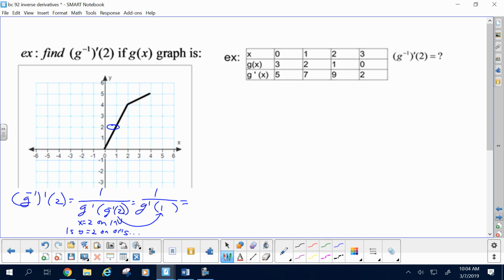What is the original slope at 1? Isn't it up 4 over 2? So isn't the slope 2? And so the slope at 1 is 2. The answer is 1/2. How'd you do?